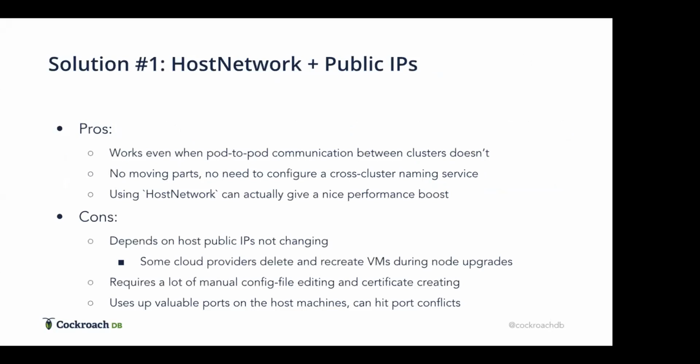And this is great because it works even if you don't have pod-to-pod IP address communication between clusters, because you're just relying on the machines in each cluster having direct IP routability. And this has no moving parts, which is really nice. You don't need any sort of cross-cluster naming service. You'll just have to set up your join flags when you start nodes to include some of the machines' IP addresses. So I should clarify that when you start Cockroach and want to join a few separate nodes together into a cluster, you give each of them a join flag on the command line that says join to one or more of these addresses.